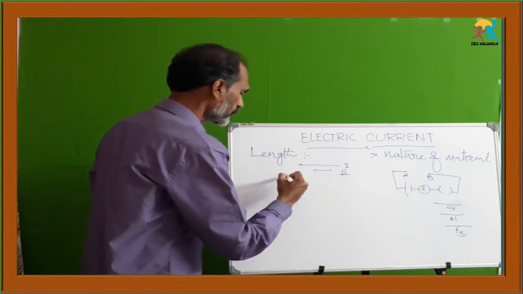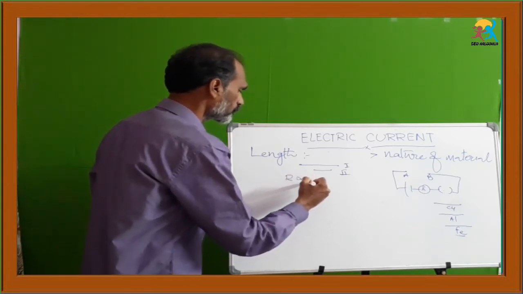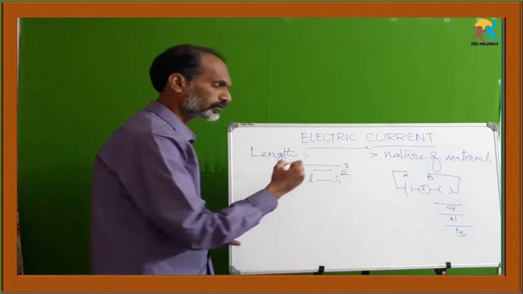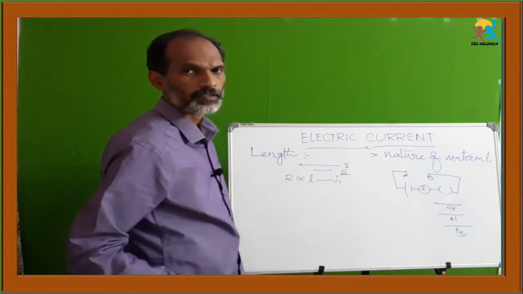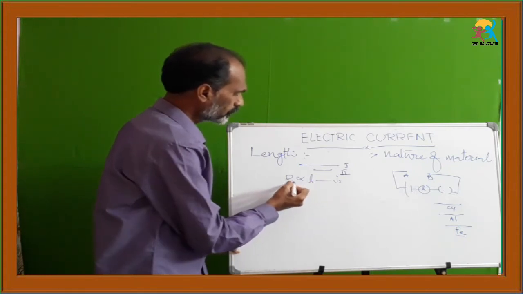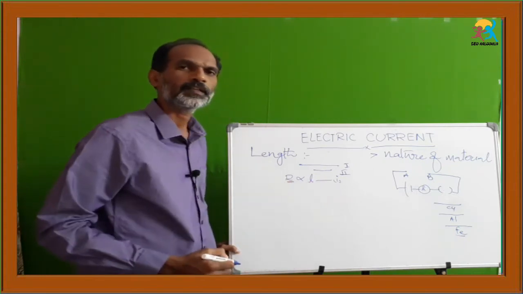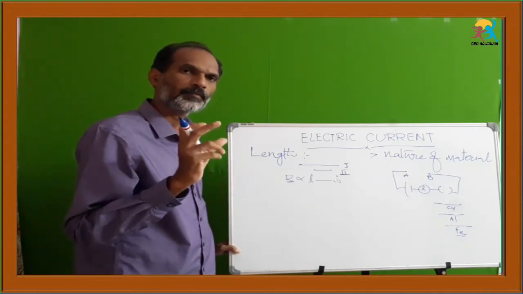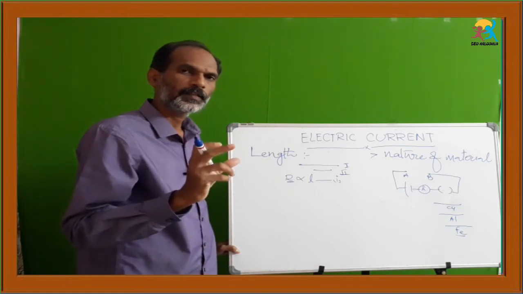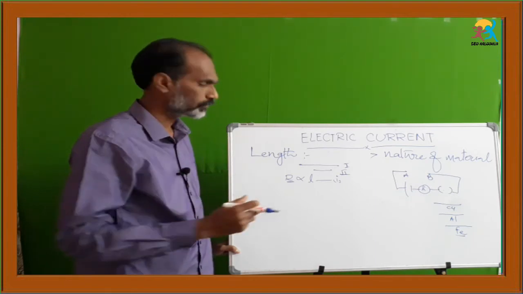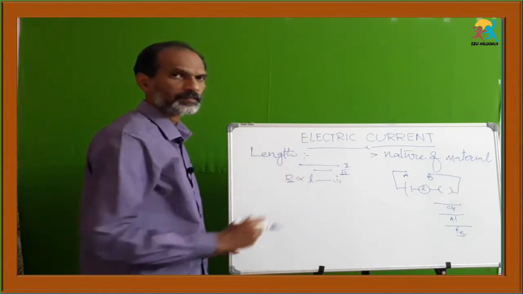We can explain this with a formula: R is directly proportional to L. Say this is equation 1. If we increase the length of the conductor, the resistance of the same material also increases. If we use copper wire, the shorter copper wire shows lower resistance and the longer copper wire shows higher resistance. That can be written like this.